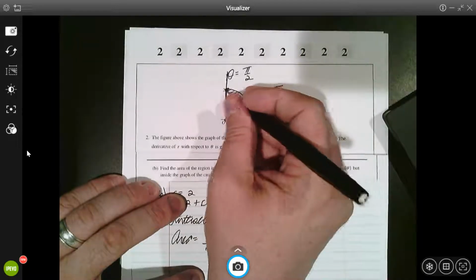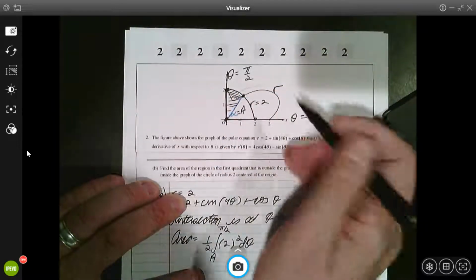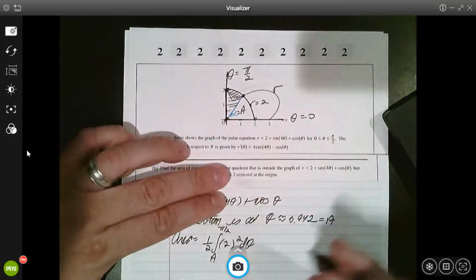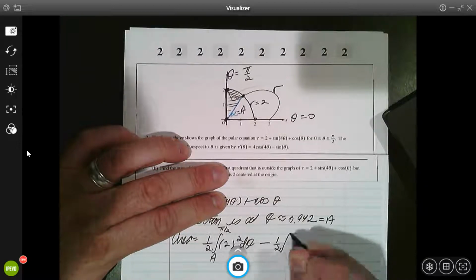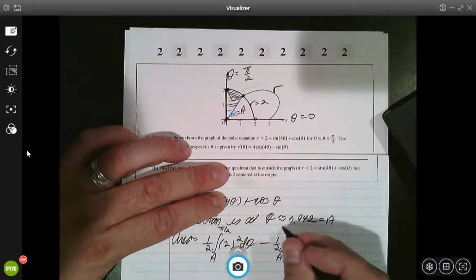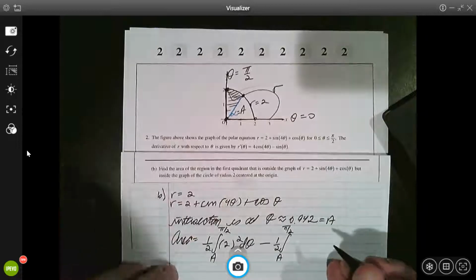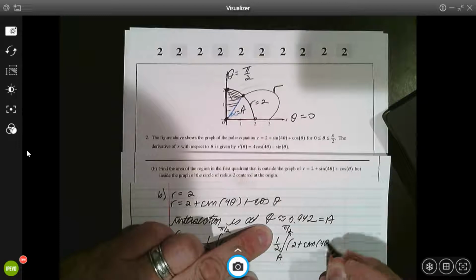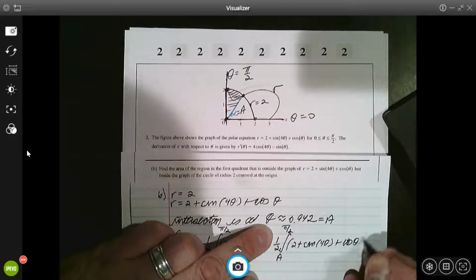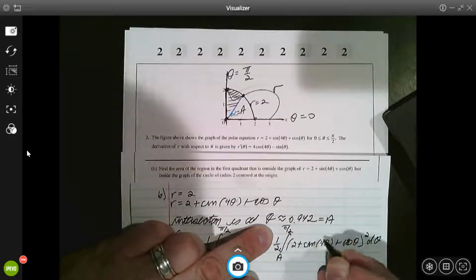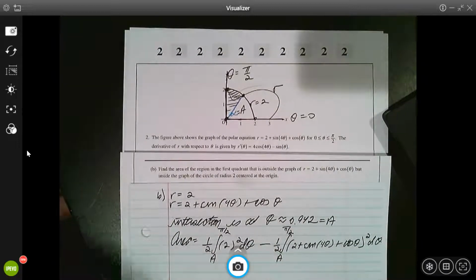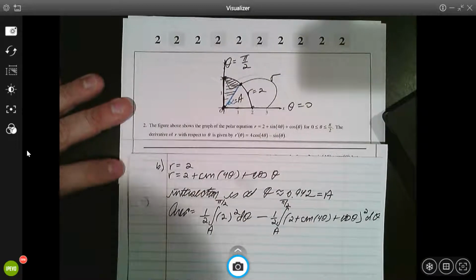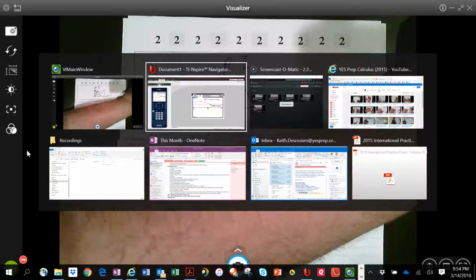But that would give me the area for this whole little pie section here. I need to subtract out the part that is below the other curve, so minus 1/2 the integral. Starting angle is A, upper angle is pi over 2, and it is going to be this 2 plus sine 4 theta plus cosine of theta, squared, d theta. That's the expression that I need to evaluate. So we're going to go back to the graphing calculator, and let's see what we get.